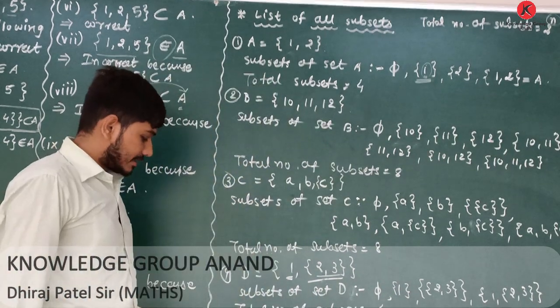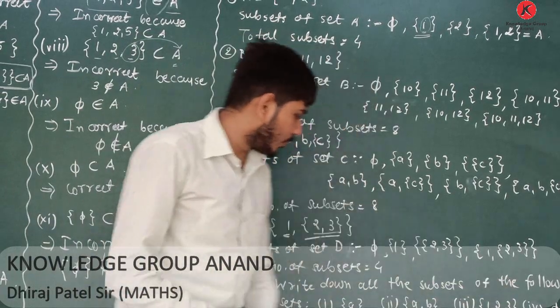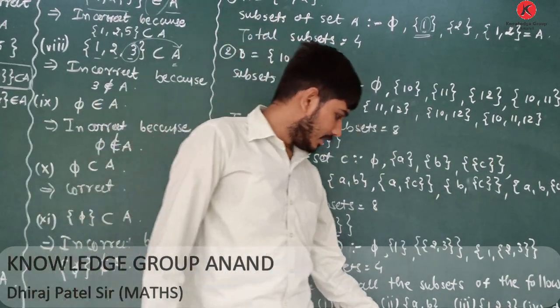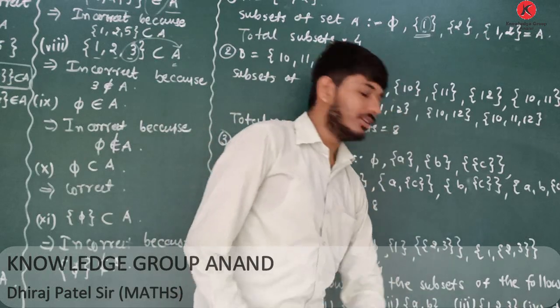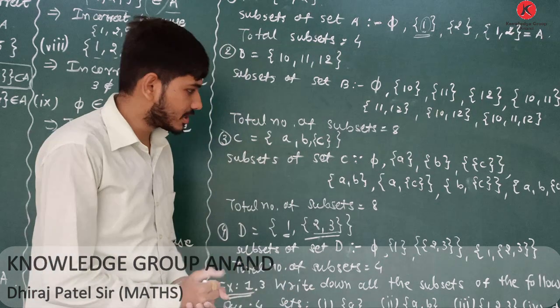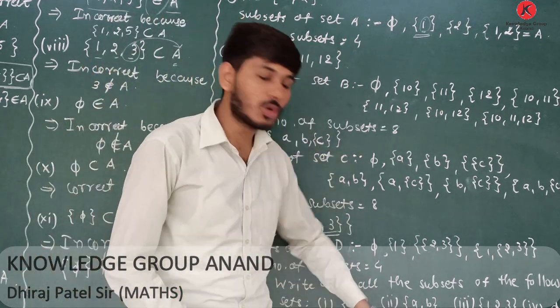Now exercise 1.3, question number 4. Write down all the subsets of the following sets. First one, the set curly bracket A, B, 1, 2, 3, and the null set. There are 4 questions. You have to write all the subsets of the given sets. This is a very easy question.